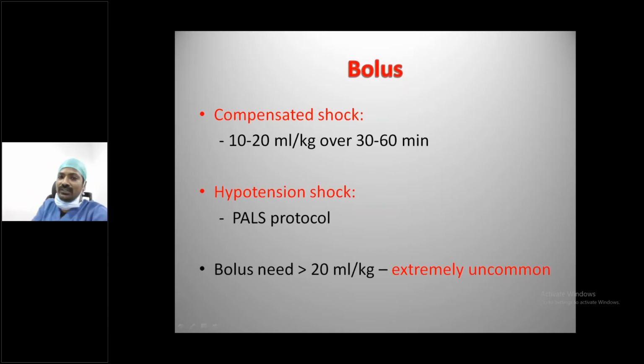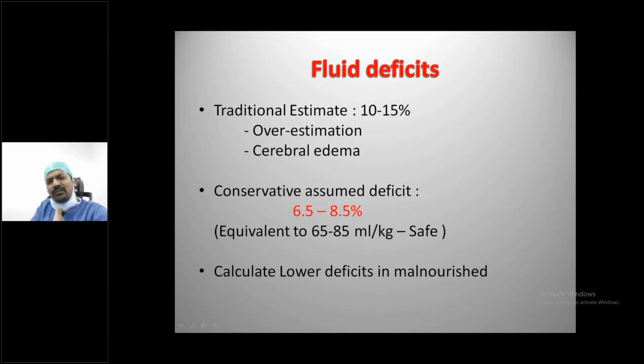How to estimate the fluid deficit? As I said, the estimation of fluid deficit is very, very subjective. Some clinicians will say this child has 6% dehydration, this child has 8% dehydration. For some other person, it might be 10% dehydration. Traditionally, any child with severe DKA was calculated as having a 10 to 15% fluid deficit, which is in fact an overestimation. This overestimation of fluids will result in cerebral edema, as we all know.